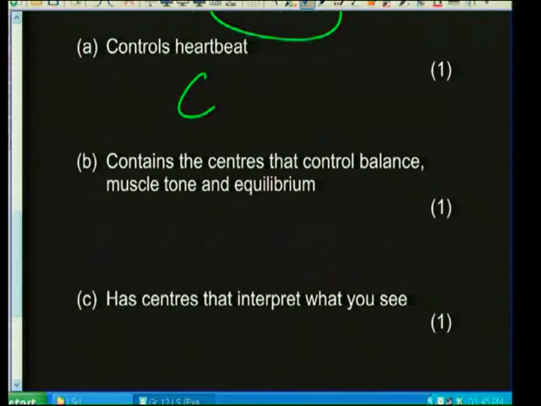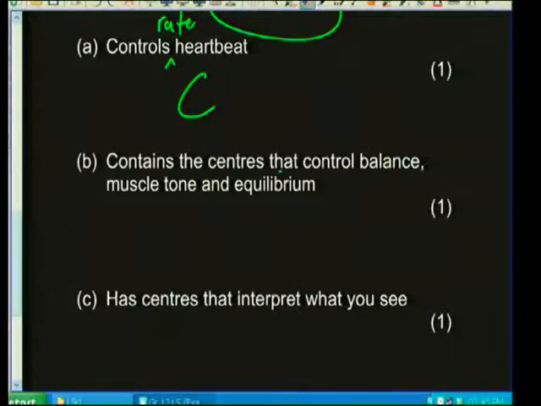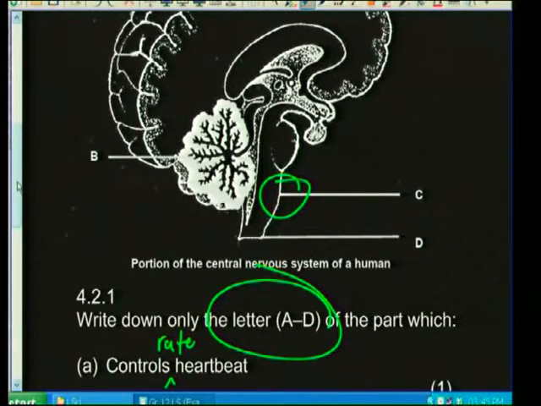Actually, this question should be controls the rate of the heartbeat, because the medulla oblongata does not control the heartbeat itself, but it controls the rate of the heartbeat. The heart can beat on its own. It does not need nerve intervention. The medulla oblongata controls whether it beats faster or slower. Contains the centers that control balance, muscle tone, and equilibrium, and that would be the cerebellum.